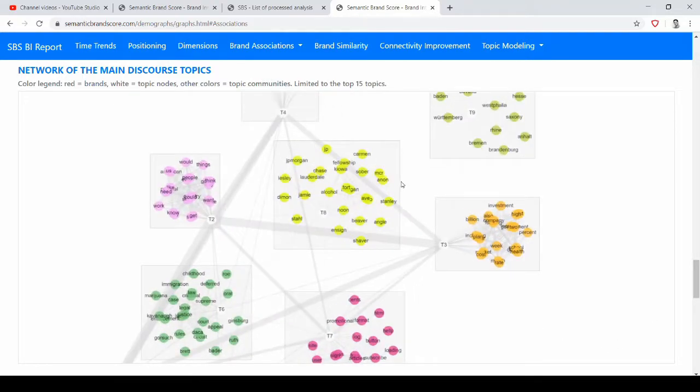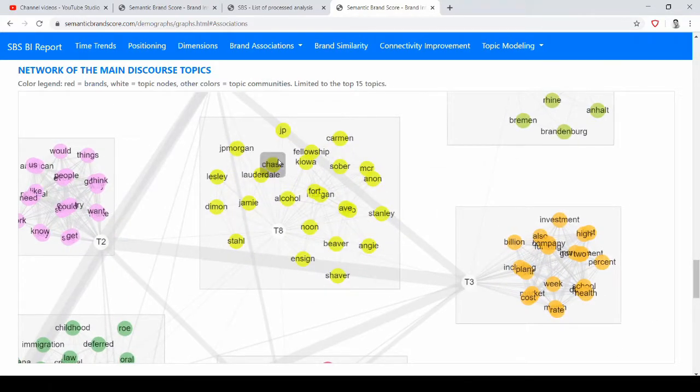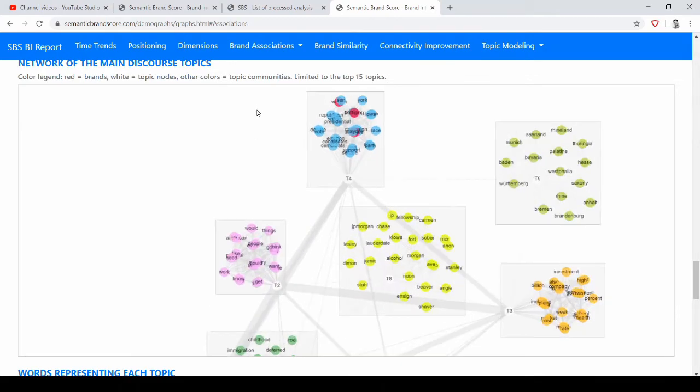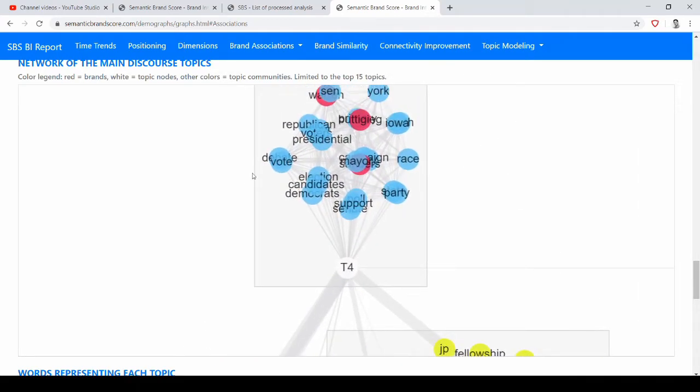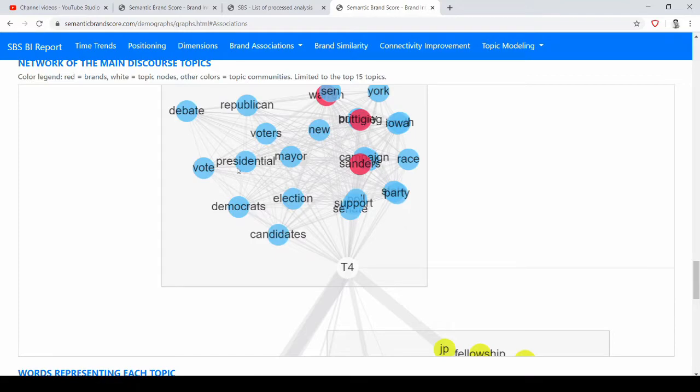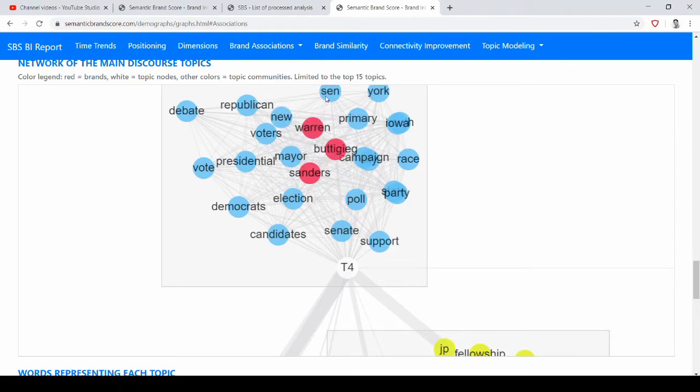So if we go close to one argument, we can see words, we can also adjust the look and see which is characterizing a brand or the other. For example, we can also see where the brands are primarily located. So we see that, as expected, most of the candidates are located in a topic cluster that is about elections. So we have election, presidential, vote, debate, campaign, Senate, poll. And here we also have in red all the brands, all the candidates that run for the primaries.